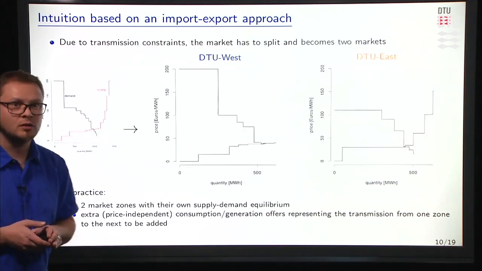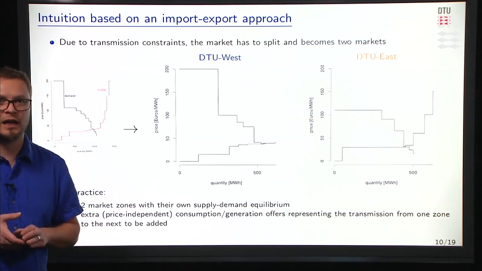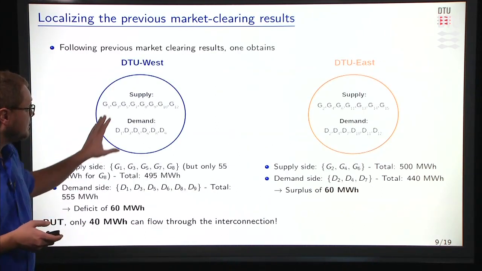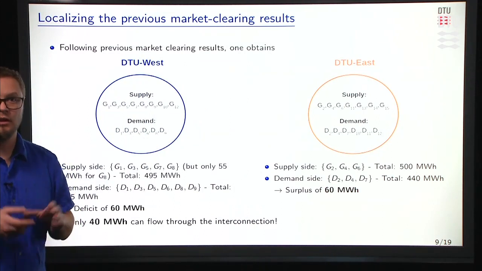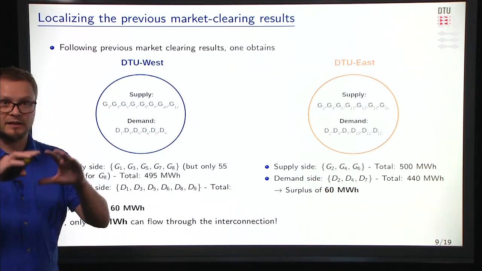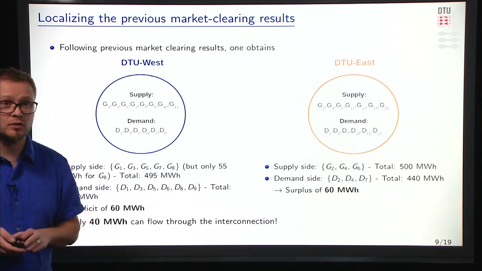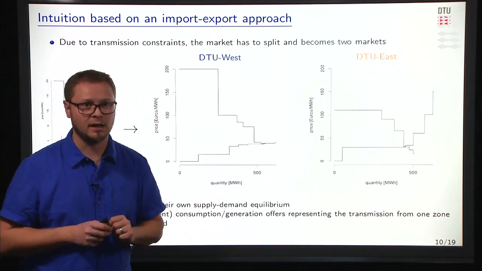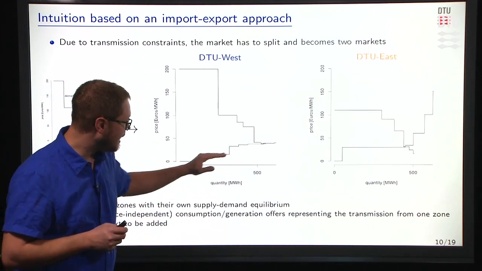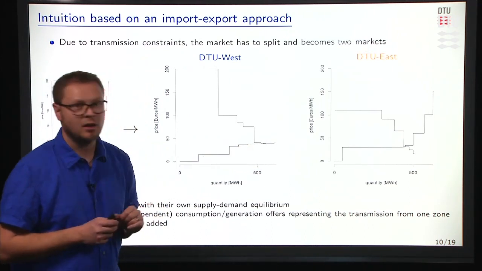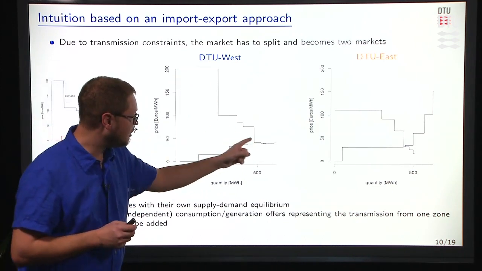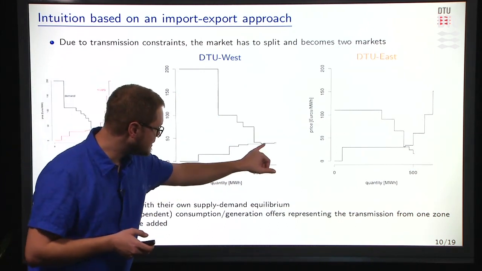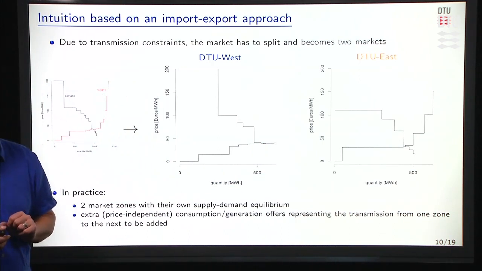Let's go first through the basic intuition, and this basic intuition can be expressed through an import and export approach. We localized our supply and demand offers, supply and demand schedules from the unique market clearing. Since we have two sides in the market, maybe we can actually split already and set up two market clearings. We could define a merit order, define a supply curve on the DTU West side. The demand curve here also is there with only the demand offers on the west side. And we will see an equilibrium point appearing for DTU West.